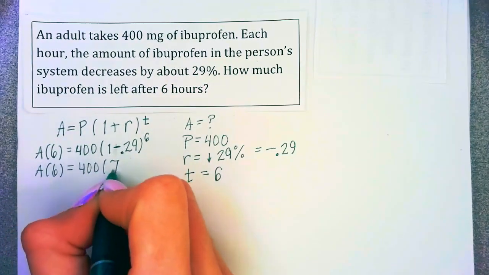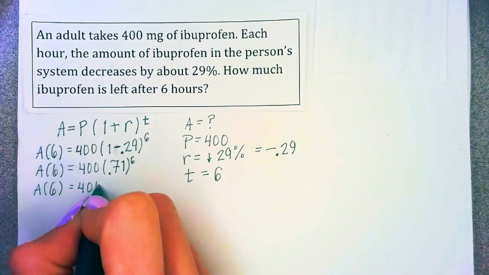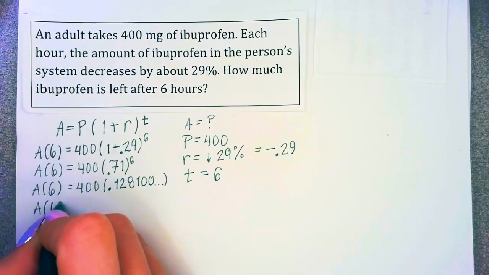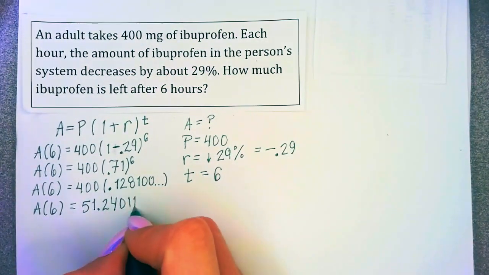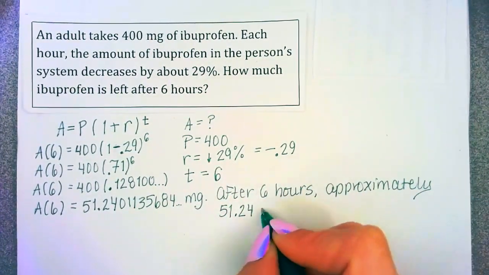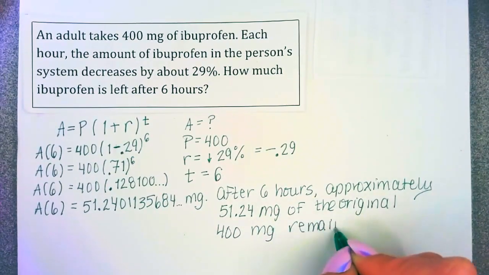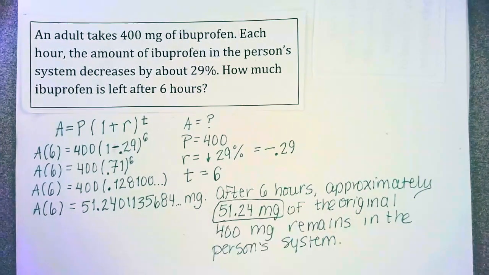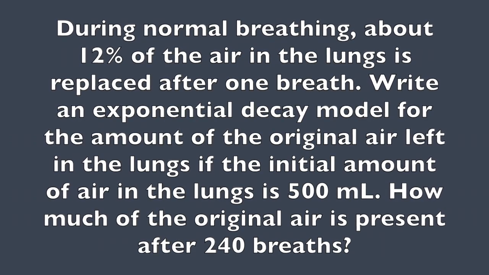1 minus 0.29 gives us 0.71. 0.71 to the 6th is 0.128100, and so on. Leaving that number on the calculator window, I multiply by 400 and I'll get, after 6 hours, approximately 51.24 milligrams of the original 400 milligrams remaining in a person's system.